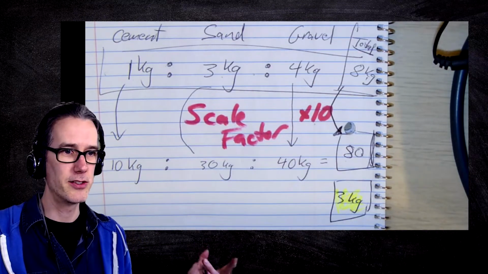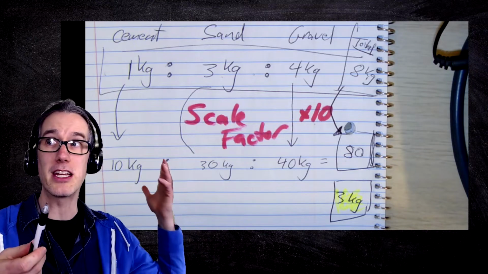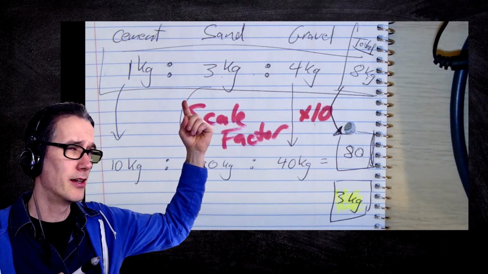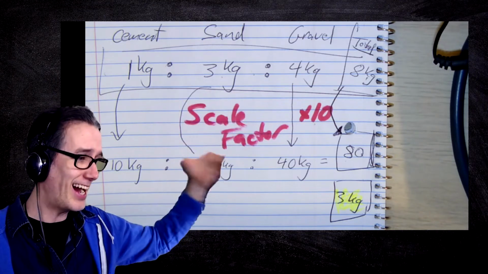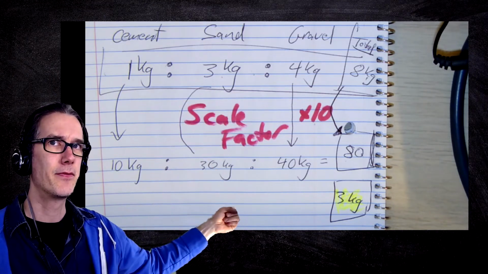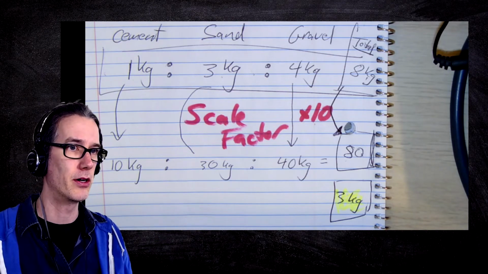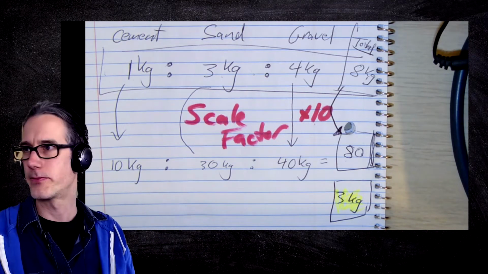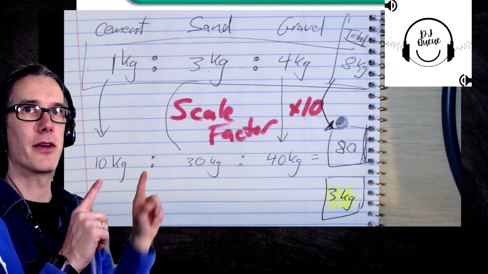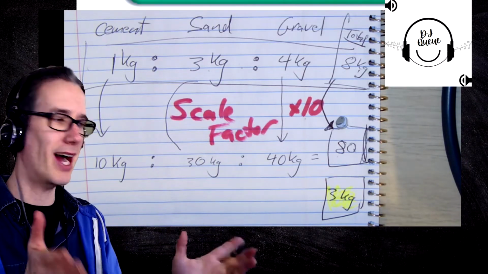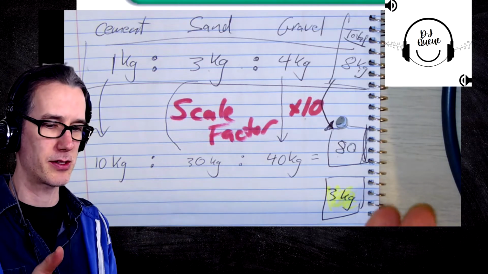You weren't there, so I had to do this myself. I'm gonna get you to figure out how much cement, how much sand, how much gravel did I need to get 3 kilograms so that I could patch my basement floor. Go. What amount of cement, sand, and gravel do I need to make 3 kilograms?